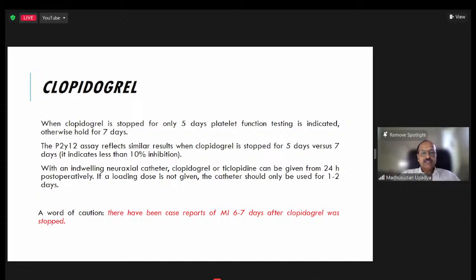With an indwelling neuraxial catheter, clopidogrel or ticlopidine can be given from 24 hours postoperatively. And if a loading dose is not given, the catheter should be used only for 1 to 2 days. A word of caution, there have been case reports of MI, myocardial infarction, 6 to 7 days after clopidogrel was stopped. Therefore, immediately after the surgery, when the risk of bleeding comes down, you should be starting the conventional dose of clopidogrel or any other P2Y12 agents.